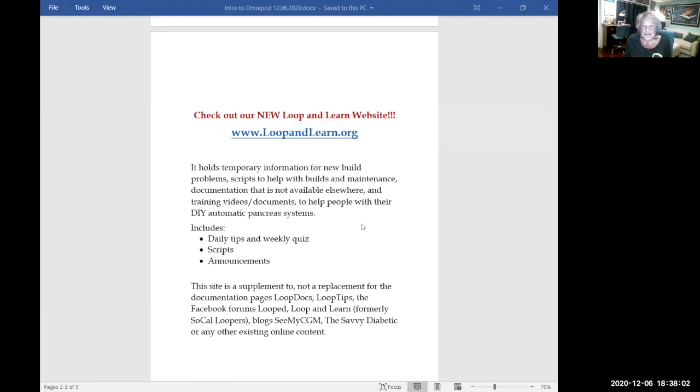You don't win anything, but it's a fun thing to just test your knowledge. There are scripts that you can just read through and easily upgrade software, and there are announcements, and we'll soon be able to have you sign up for notices on those announcements. This site is a supplement to, but not a replacement for, the documentation pages on Loop Docs, Loop Tips, the Facebook forums Looped, Loop and Learn, formerly SoCal Loopers, blog sites such as See My CGM, The Savvy Diabetic, or any other existing online content.